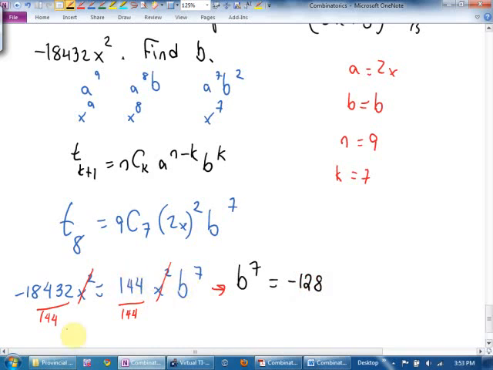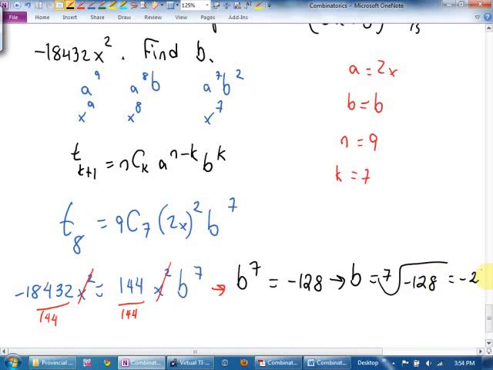Is it okay? Now that gets me b to the 7th, and it will always be some kind of exponent here when you use this method. How would I get rid of a 7th? 7th root, which I can do in my calculator. B is going to be the 7th root of negative 128, which I'm pretty sure is negative 2. You need to know how to find this on your calculator, so make sure you know how to do the 7th root on your calculator.